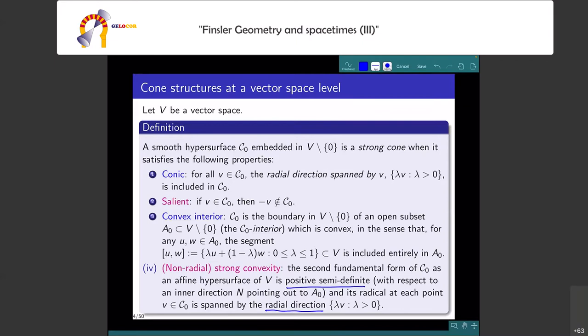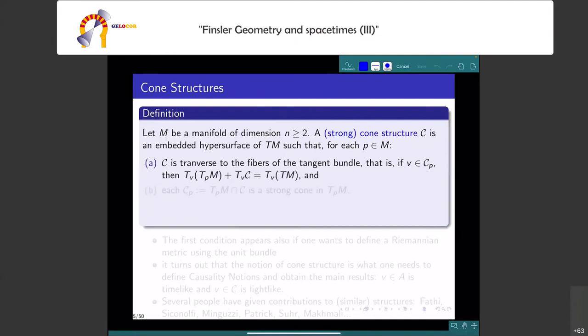Okay, so this is the notion of cone structure, of a cone in a vector space. And then if we want to bring this definition to a manifold, we need every tangent space to be a cone, as in the last definition, but we also need a transversal condition, which is the first one, condition A. You need the hypersurface in TM to be transverse to the fibers.